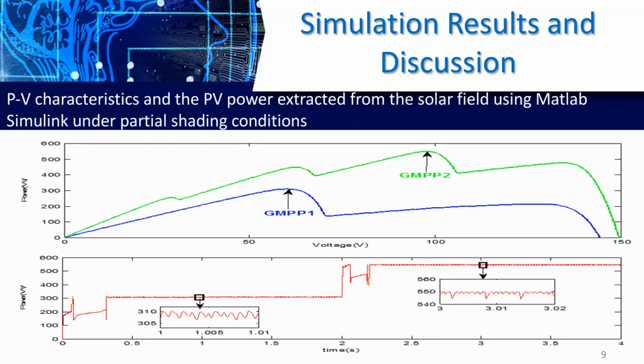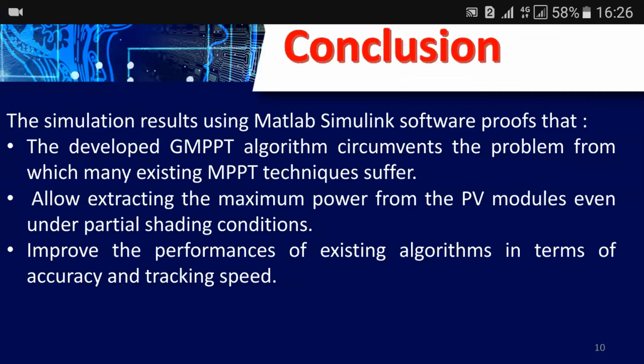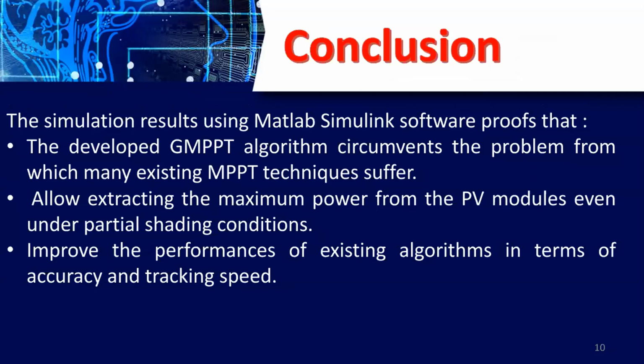So our system presents good performance in terms of accuracy and tracking speed, and is able to track the global maximum power point and boost the efficiency of the system. As a conclusion, the simulation results using MATLAB simulating software prove that the developed global maximum power point tracking algorithm circumvented the problem from which many existing MPPT techniques suffer. It allows extracting the maximum power from the PV modules even under partial shading conditions and improves the performance of existing algorithms in terms of accuracy and tracking speed.